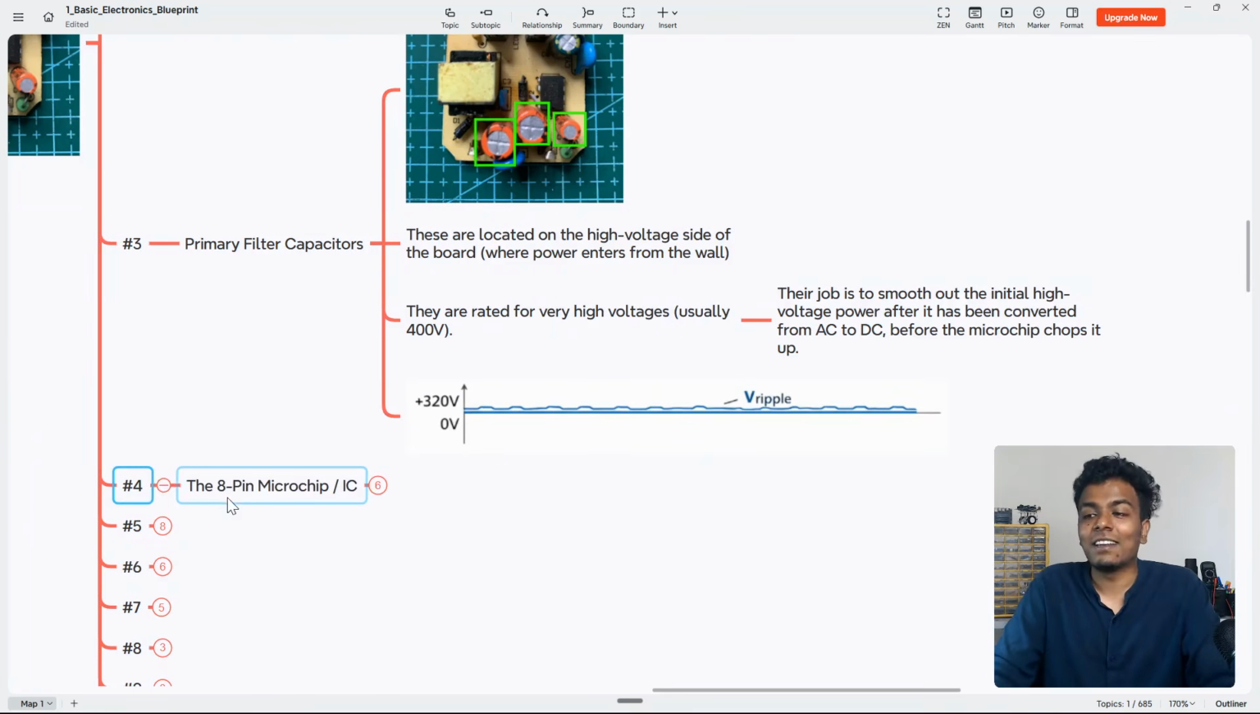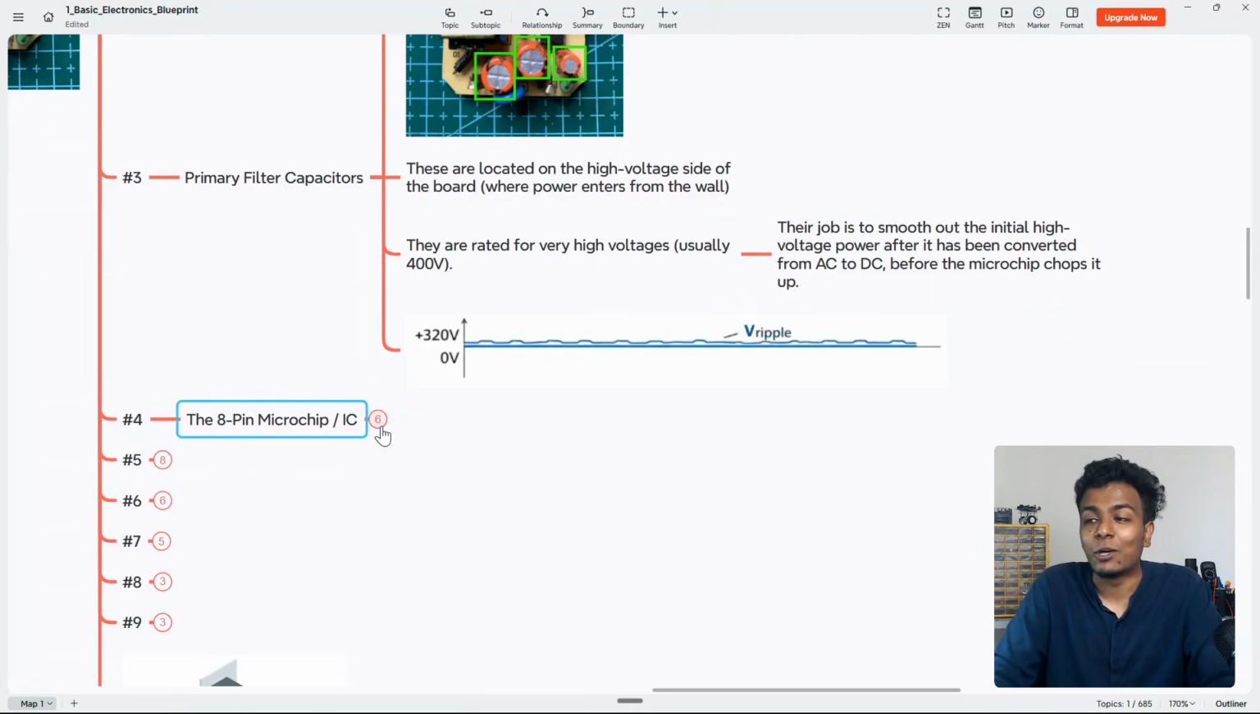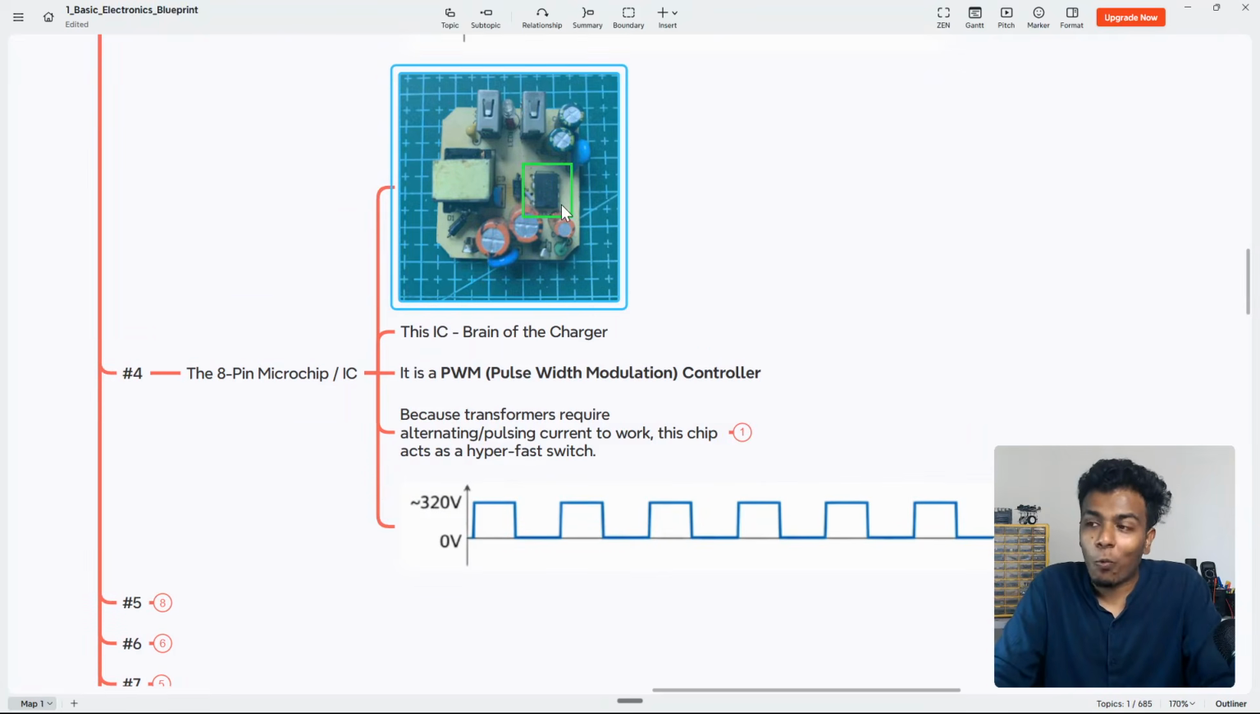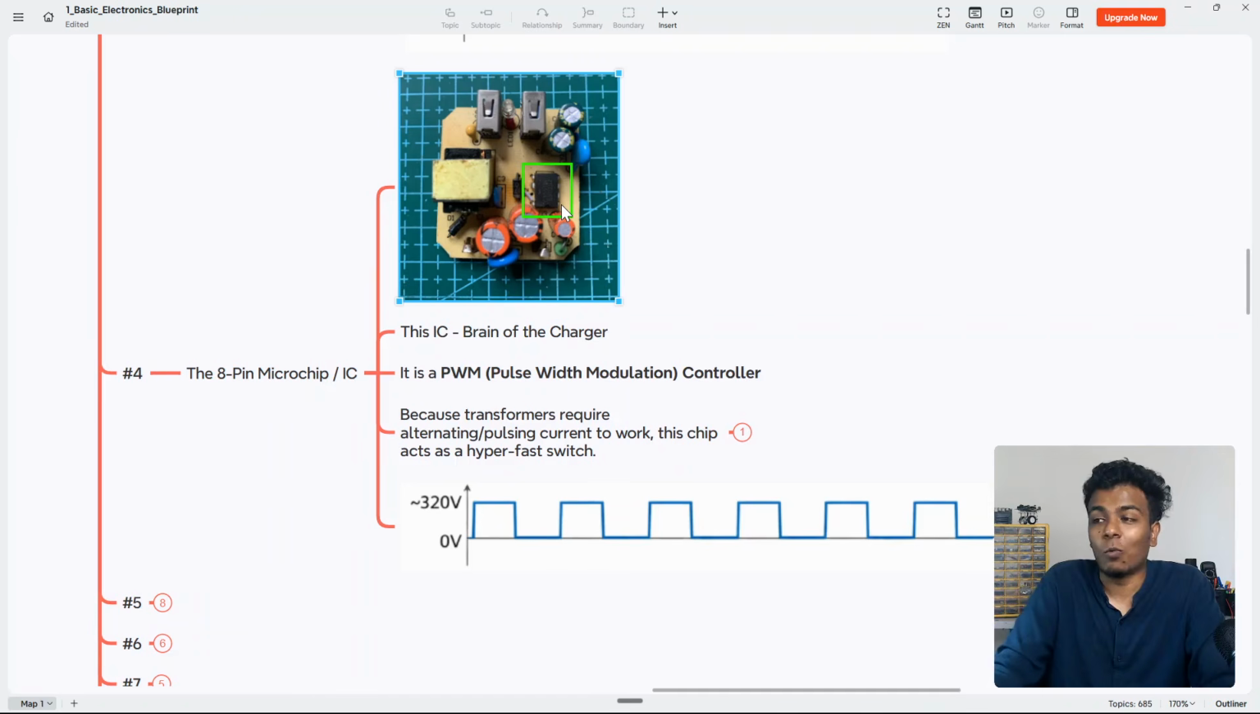After that, we have an 8-pin microchip IC. Why is this chip required and what is it? The chip present inside is the brain of the charger. It is a PWM, a pulse width modulation controller. You might have heard about the PWM.